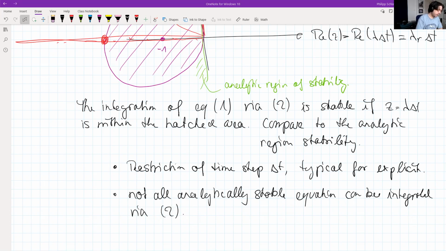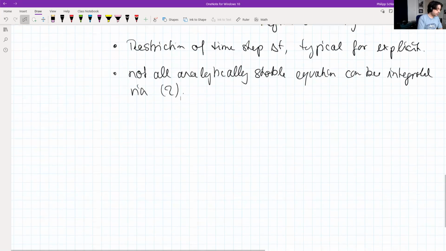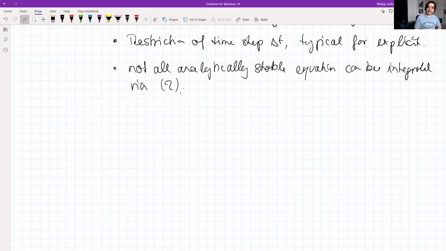Okay, now maybe a side question here: this was for the explicit Euler scheme, and we see this problem that not everything that is analytically stable can actually be integrated. Now, the question is, can we do something about it? Is there something that we can do better? And of course there is, and that would be the implicit Euler scheme.